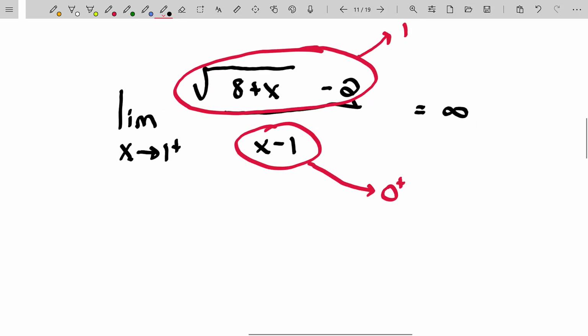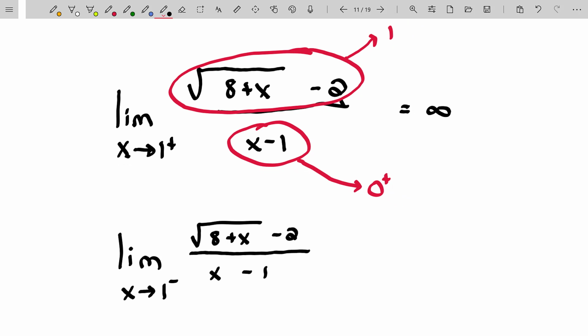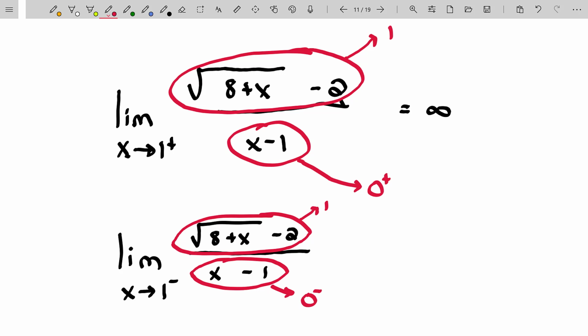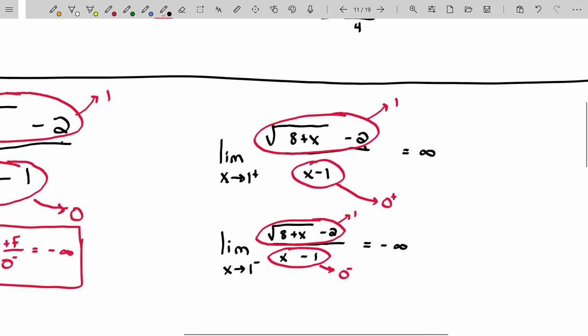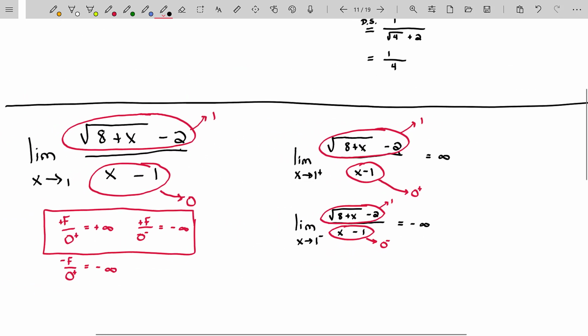On the other hand, if we look at x approaching 1 from the other side, that numerator is approaching 1, not a big deal. That denominator, though, is approaching 0, but again, from the negative side of 0, and therefore the left-hand limit is negative infinity. And we have a theorem from the past. If the left and right-hand limits are not the same, then the overall limit does not exist.